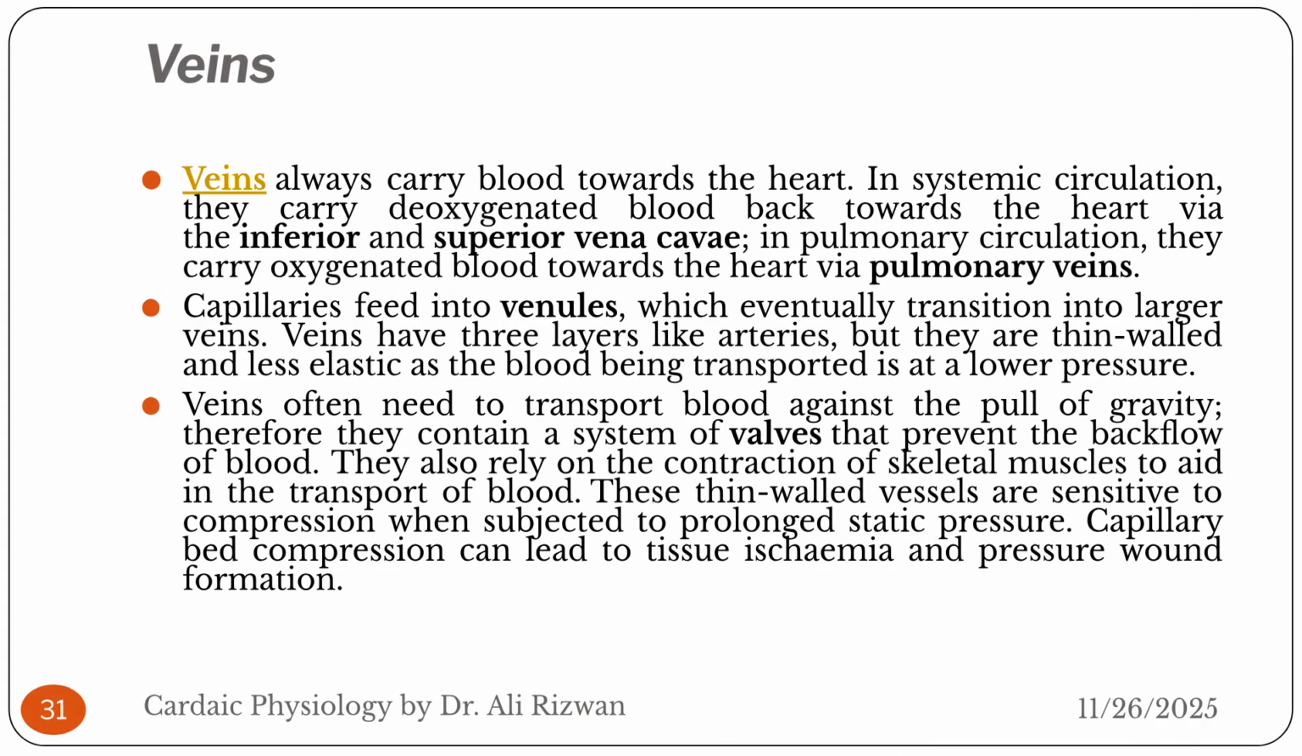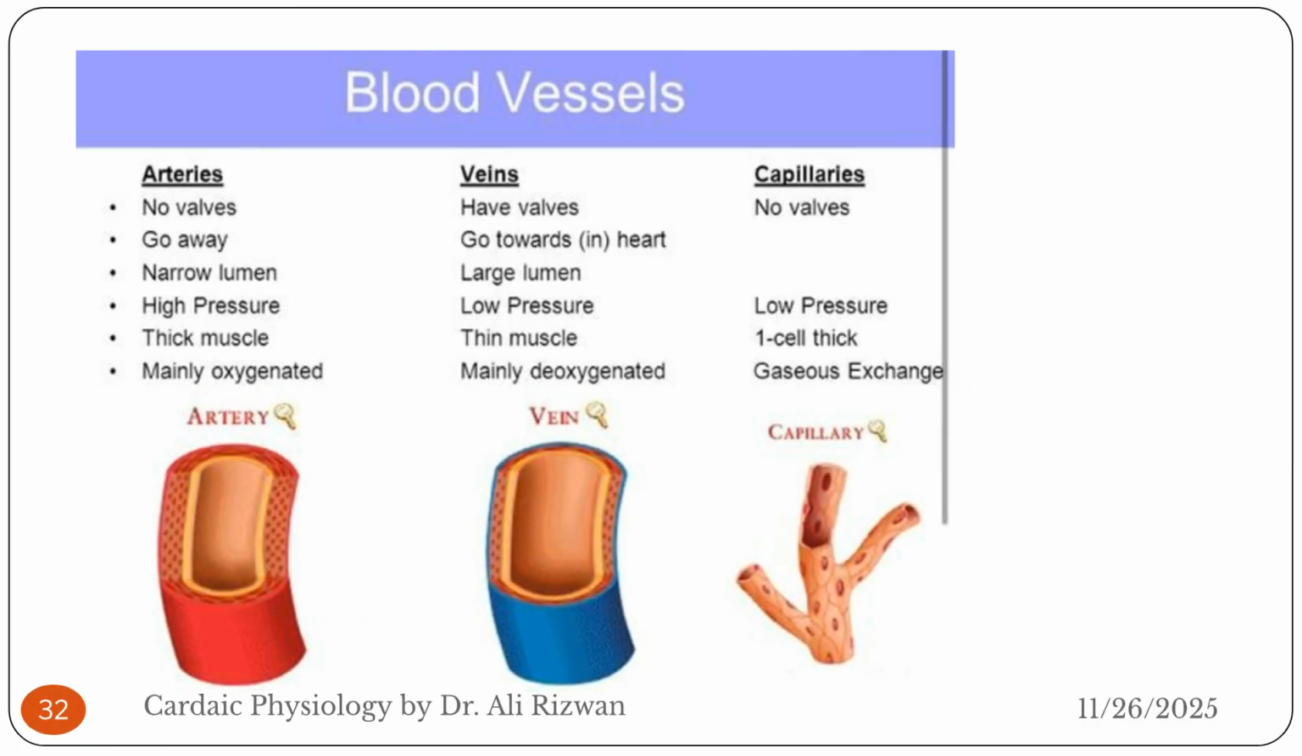Veins are responsible for carrying blood back toward the heart. Systemic veins return deoxygenated blood via the vena cava, while pulmonary veins return oxygenated blood. Unlike arteries, these thin-walled vessels operate at lower pressures and often include valves to prevent backflow against gravity. This image provides a visual representation of venous anatomy and the supporting role of the circulatory system in returning blood to the heart.